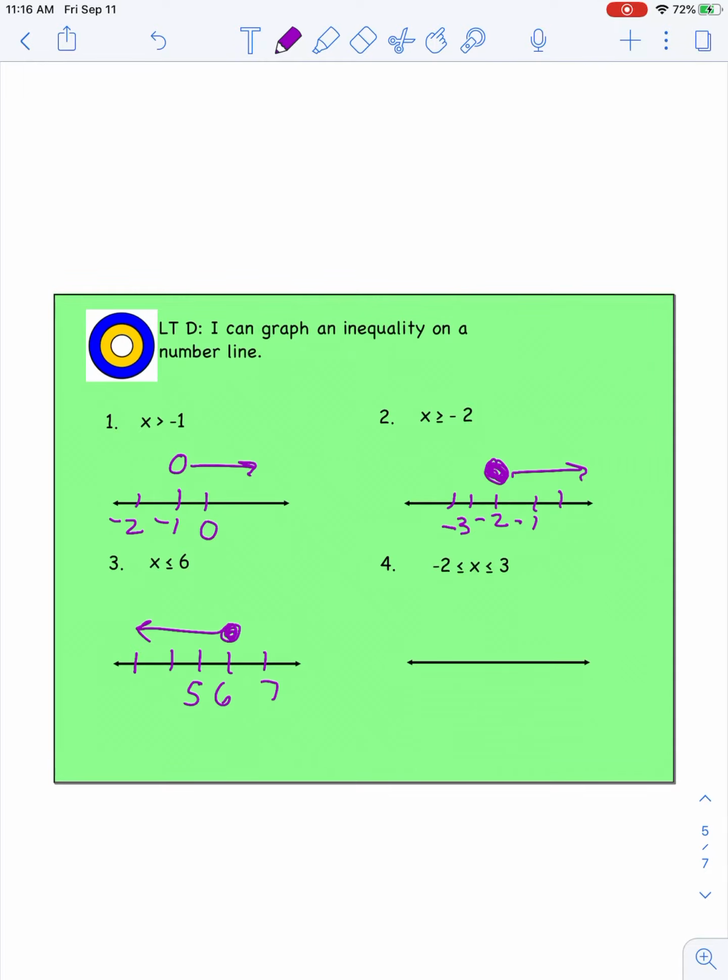Now, number 4, let's work on this one together because this is a little bit trickier. We want the values of x that are less than or equal to 3, but we also want the values of x that are greater than or equal to -2. Or we can read this as -2 is less than or equal to x, and x is less than or equal to 3. So here's how we do this. We want the numbers in between -2 and 3. So I'm going to make sure that both of those numbers are on my number line.